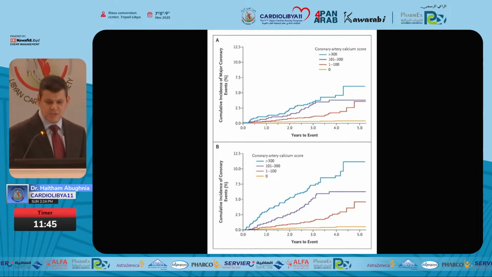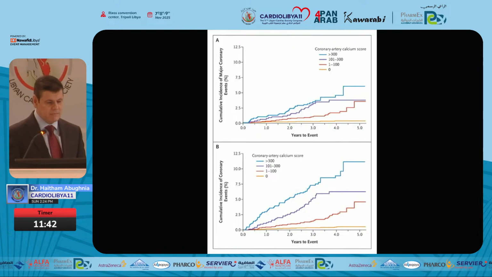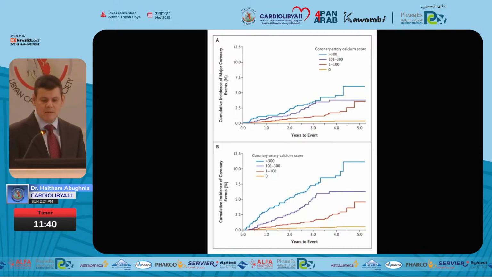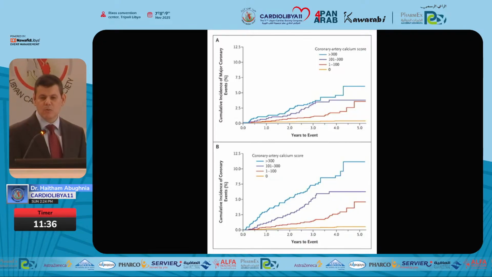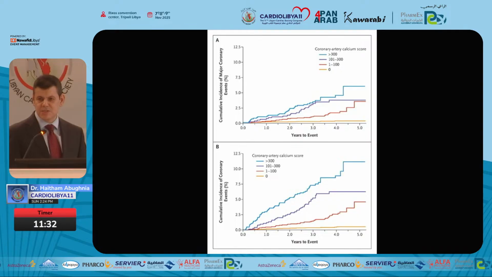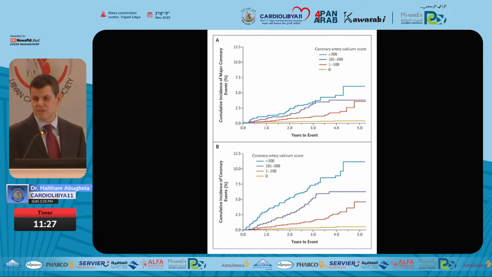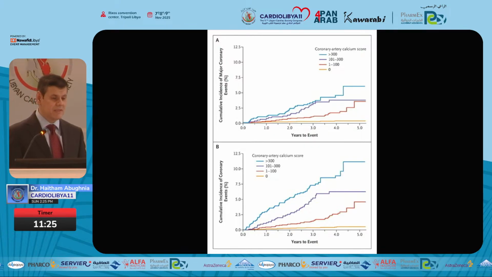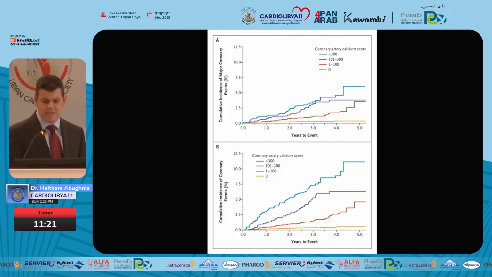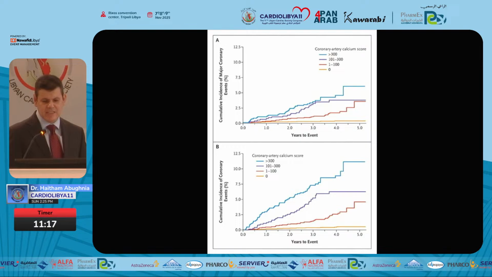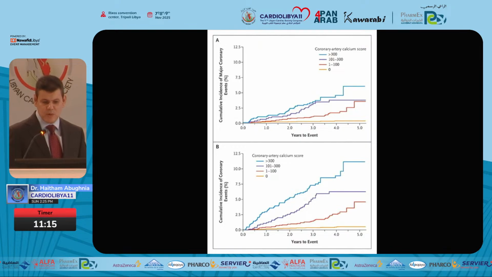So this is just to tell you that when you have a calcium of 0, the chance that you will have a cardiac event over the next 5 to 10 years is low. If you have a calcium between 1 and 100, your chance of having a cardiac event goes up by 4 times. And if it's more than 300, then it's even significantly worse. And I have another cool slide. It will show you how important calcium scoring is in your daily practice as well.